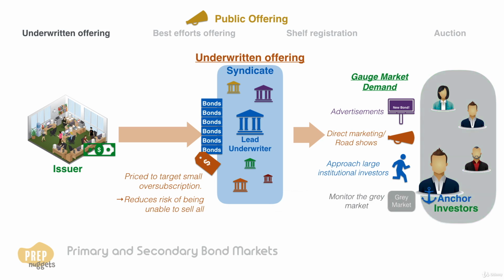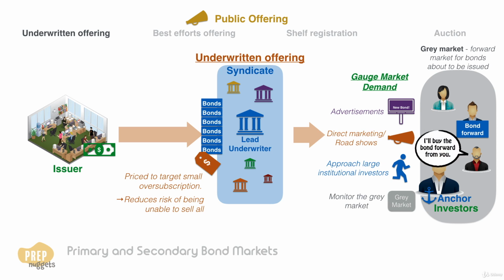The grey market is another way for underwriters to gauge investors' interest. The grey market, also called the when-issued market, is a forward market for bonds about to be issued. By monitoring the trades in the grey market, underwriters can have a clearer picture of the underlying demand for the bond issue, and thus determine an appropriate issue price.